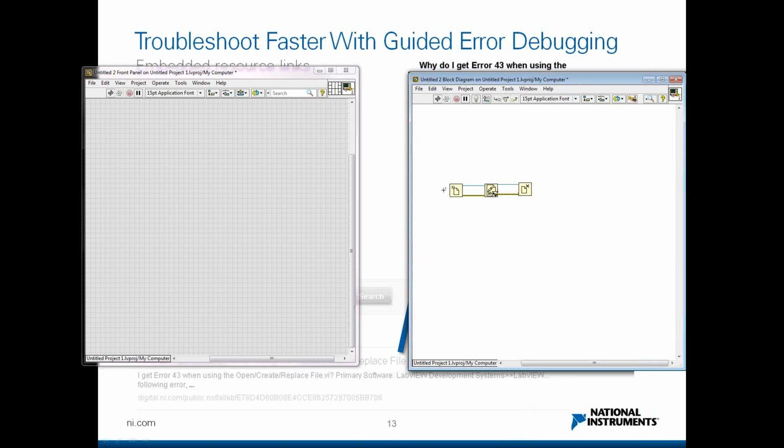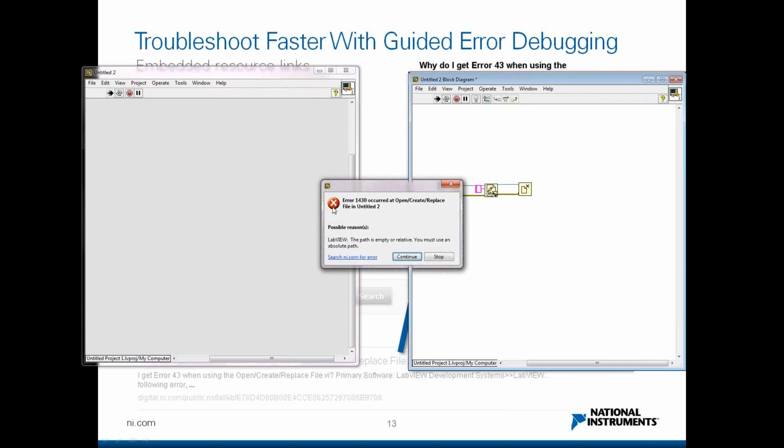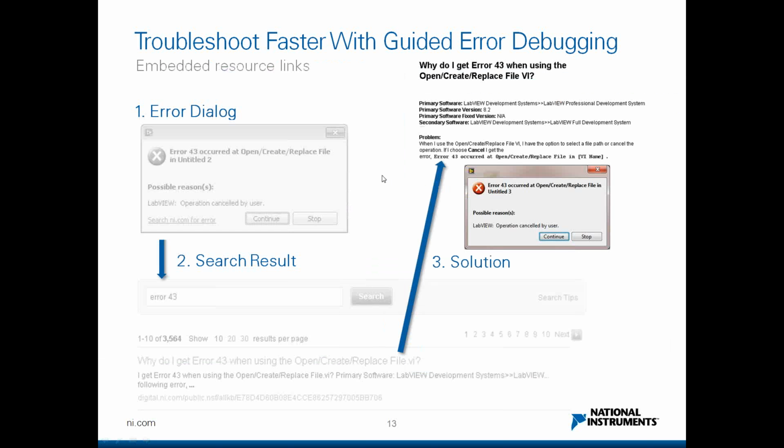Here if I induce an error, I can simply give a wrong path. And when I run my VI, it'll give me this error message, and here you can see if I click on it, it'll directly take me to my browser. So you can check that out.